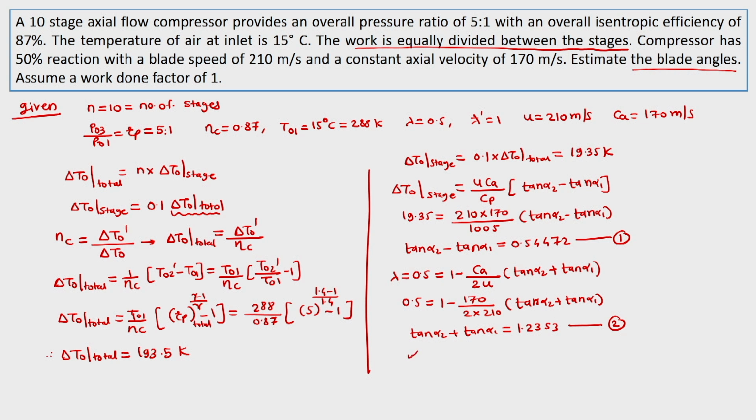We can solve these equations simultaneously. We will get alpha 2 is equal to 41.66 degrees and alpha 1 as 19.05 degrees. Since it is a 50% reaction, alpha 2 is equal to beta 1, and beta 1 is 41.66 degrees, and alpha 1 is equal to beta 2, which is 19.05 degrees. So this is where we have solved the example which was related to finding out blade angles.